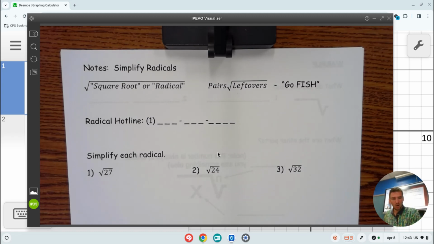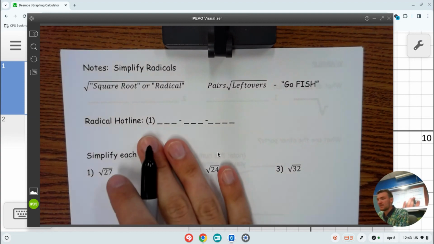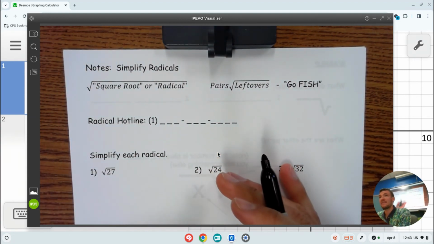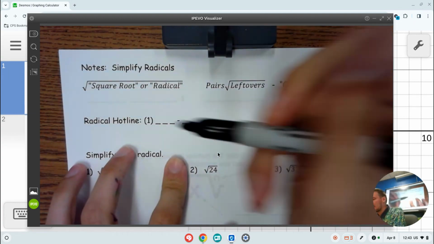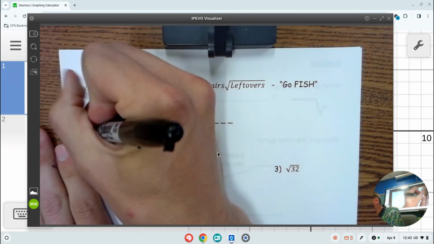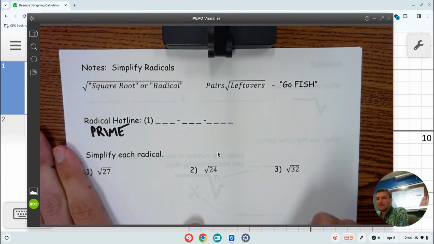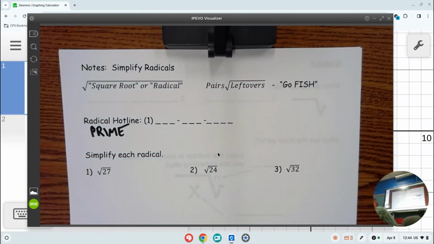All right, we're getting started with our notes on simplifying radicals. Right here we have our radical hotline. Now this is a little corny, but I think it actually kind of works better if you almost think of it like the prime hotline, because this is just a list of the prime numbers.